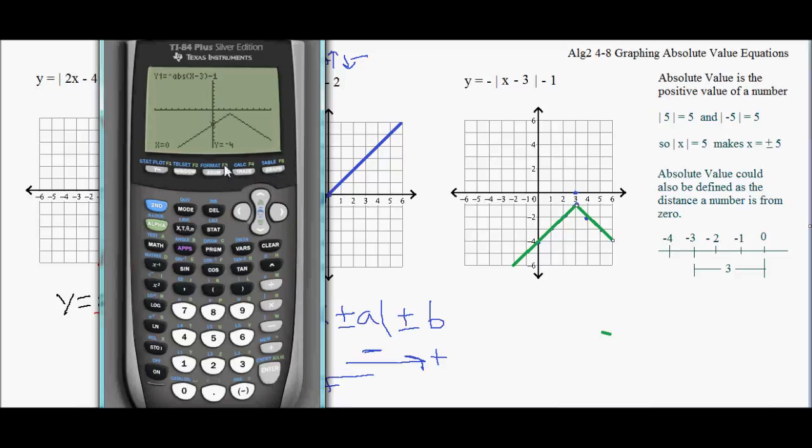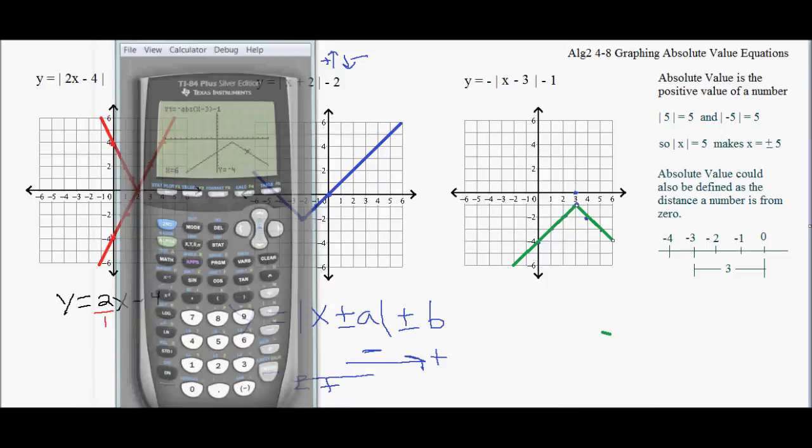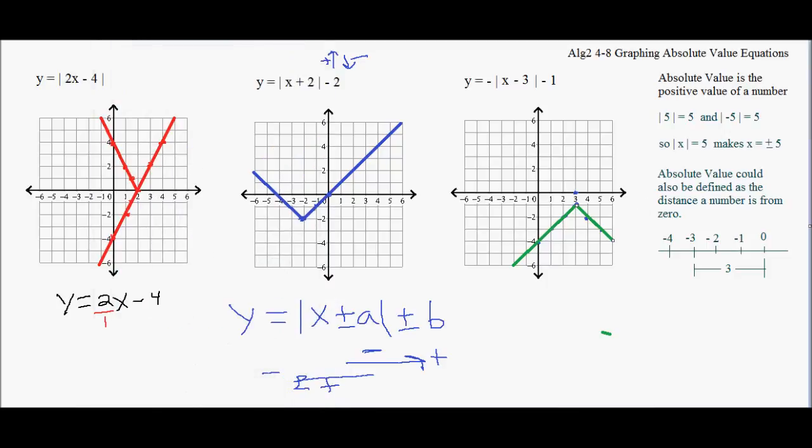I do a trace, I get 0, negative 4. If I do 3, I get negative 1, which is what I expect. 6 should give me a negative 4. Okay, 6, negative 4. See how that works? So I think that's enough. I think you should get this now. Good luck, and have fun graphing absolute values.